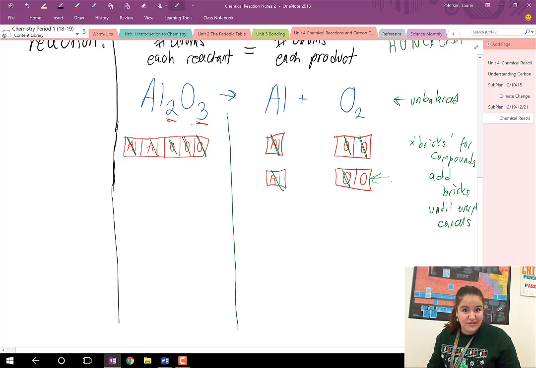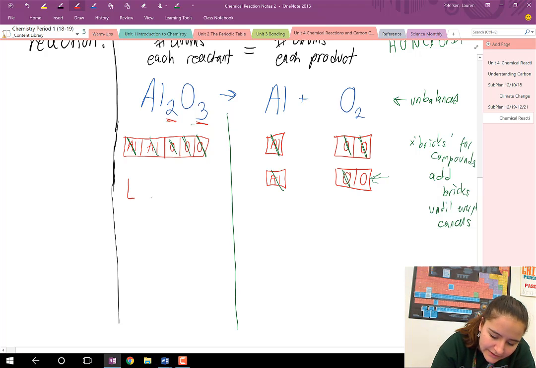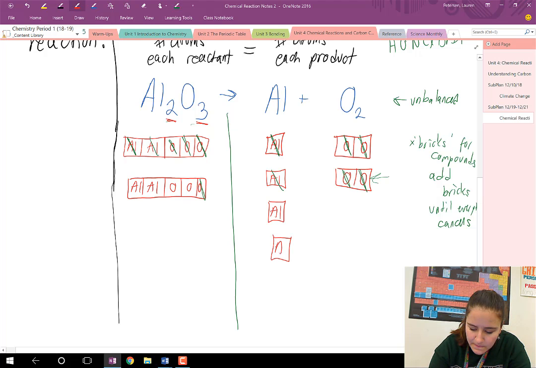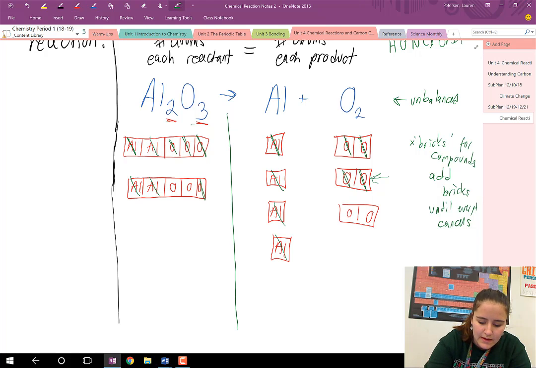So unfortunately, on the reactant side, on the left side, I only have aluminum oxide bricks. Okay, that's the only compounds that I have. So I have to add a whole other aluminum oxide. Okay, and then this oxygen cancels out with this one. Now I have 2 more aluminums, so I'm going to add 2 more aluminums. Aluminum, aluminum, aluminum, aluminum, and now I have 2 more oxygens, so I'm going to add 2 more oxygens. And 1, 1, 1, 1.